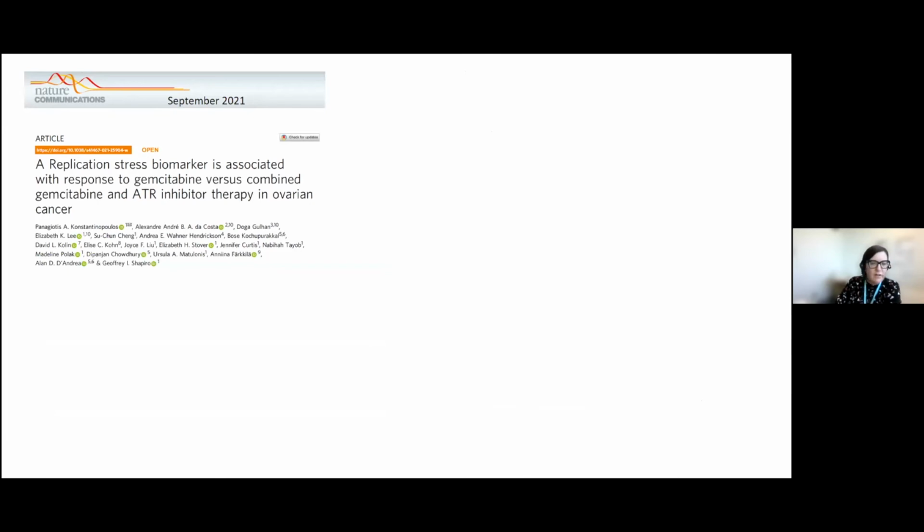I'm going to show you this now because this was only published actually this month, but this is on a similar theme. So this is data that was presented at ASCO, I think it was last year, looking at ATR inhibitor therapy with gemcitabine versus gemcitabine alone in high-grade serous, heavily pretreated ovarian cancer. And this is the translational analysis of this study, which was, as I say, published this month.